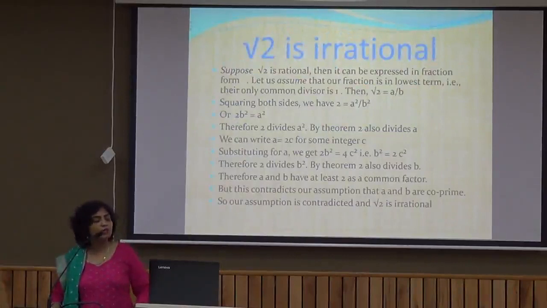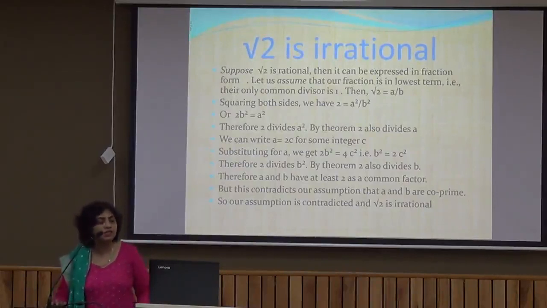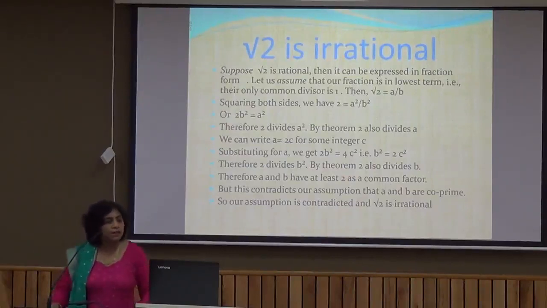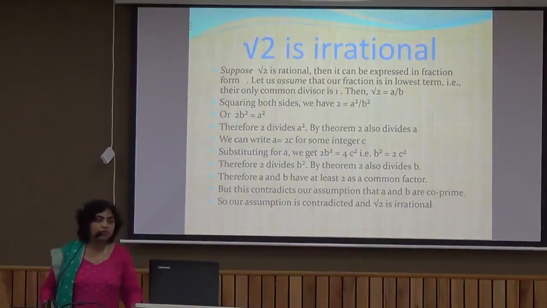Let's prove square root 2 is irrational. With the help of this we can prove that the square root of every prime number is irrational. So to prove that, we take a contradiction. Let's say that square root 2 is rational. When we say that square root 2 is rational, that means it can be represented in the form of p upon q or a upon b, where a and b are integers and b is not equal to 0.